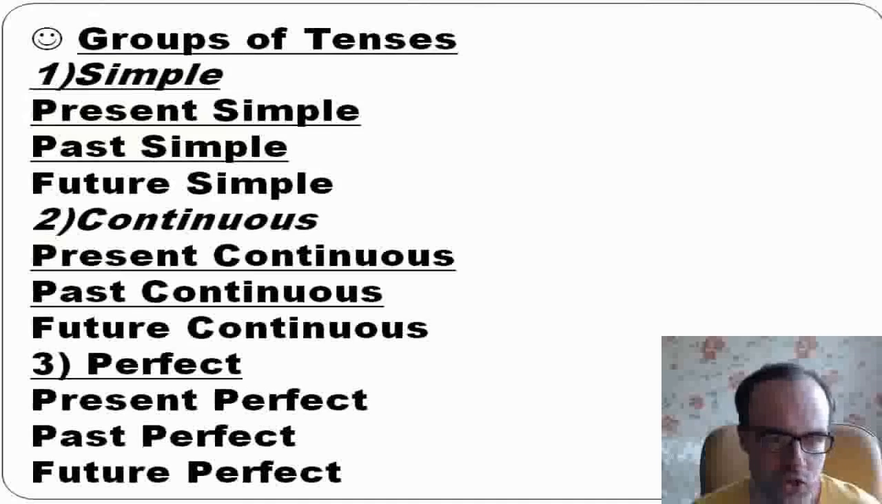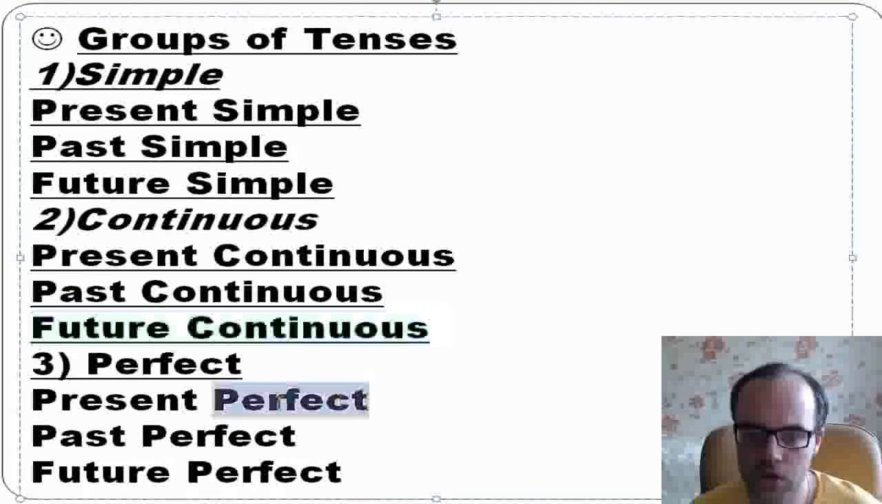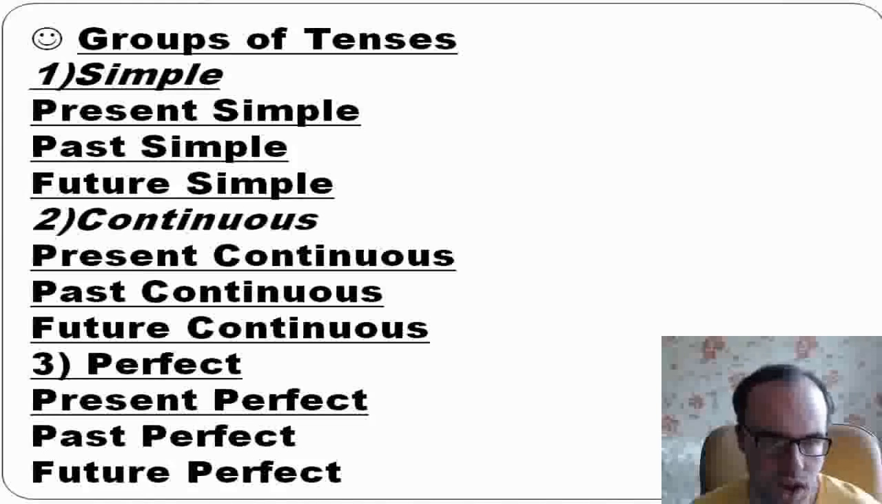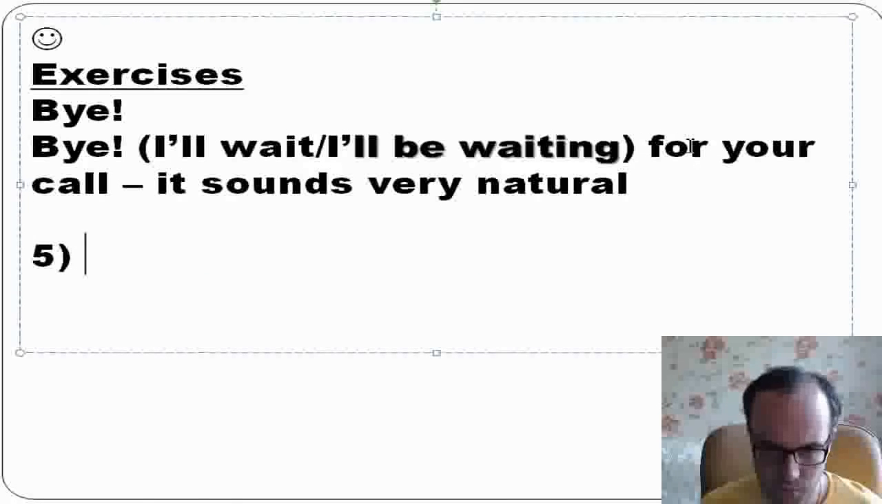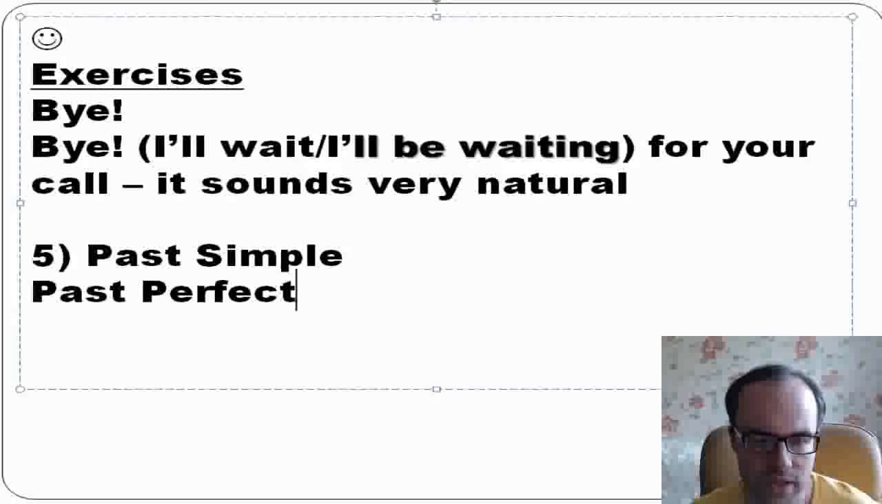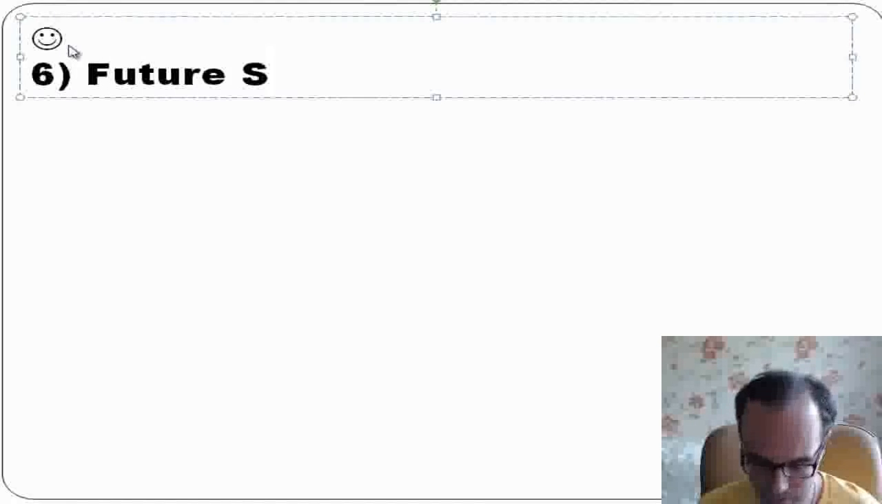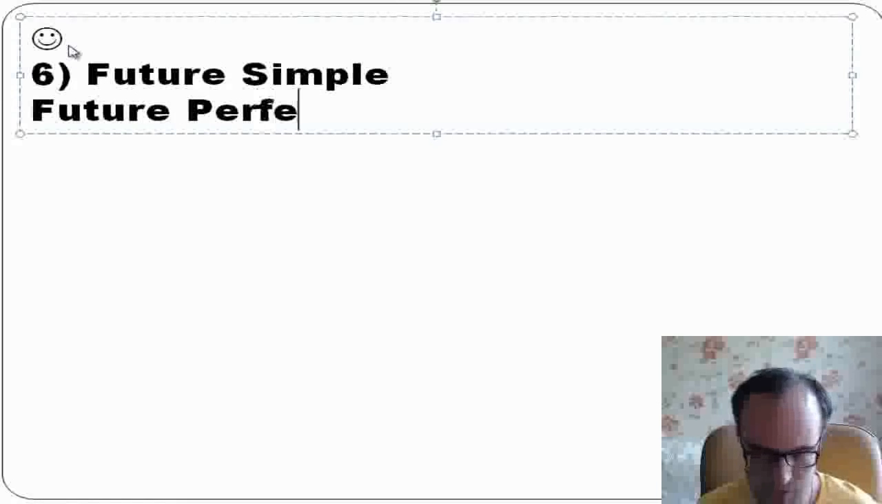So we talked about future simple, and you see future continuous. We also talked about present perfect. So what are we going to do now? We need to compare past simple and past perfect, and future simple and future perfect. So are you ready? I hope you are. So let's do it. Past simple and past perfect. Then we need to look at the difference between future simple and future perfect.